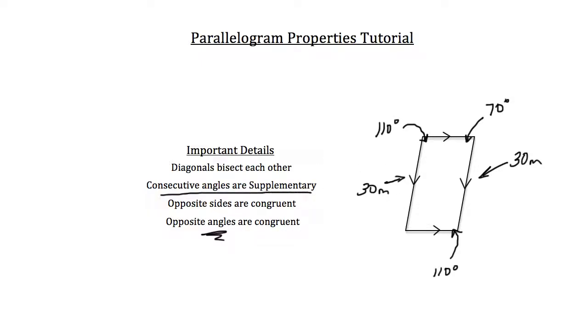And lastly, if we had a diagonal running this direction and another diagonal running the opposite direction from these two vertices, and I were to tell you that this portion of this diagonal had a length of 10 meters, what would be this length? Well, you know it would be 10 meters long as well, because diagonals of parallelograms always bisect each other.